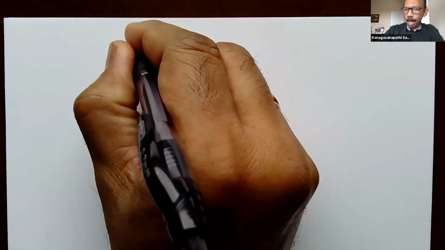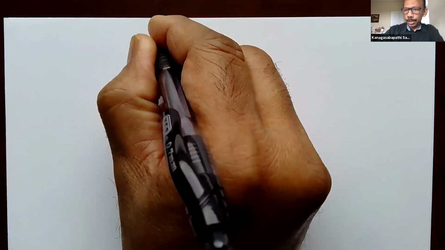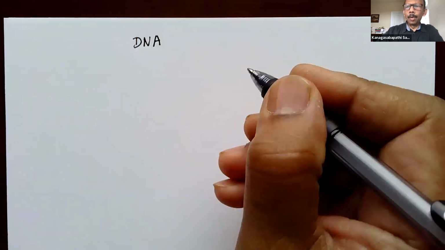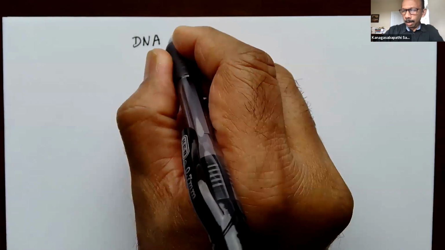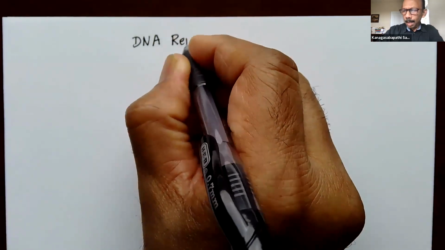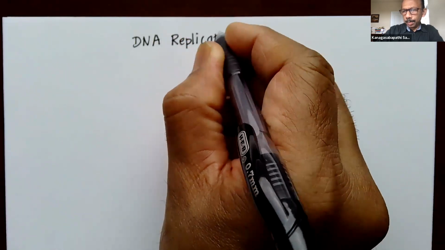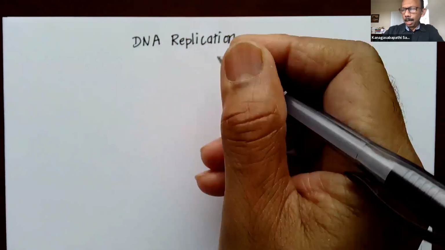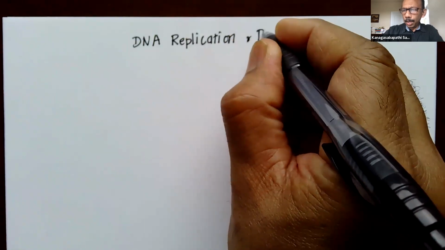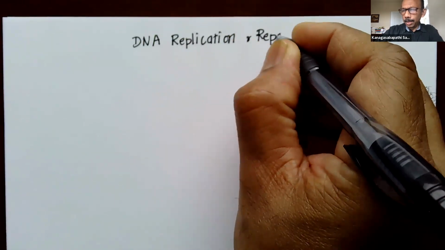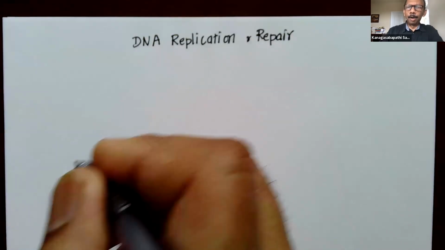In the previous class, we looked at the DNA structure and we saw how it can store information and replicate based on complementary base pairing. And today we are going to focus on the DNA replication process and the repair process.